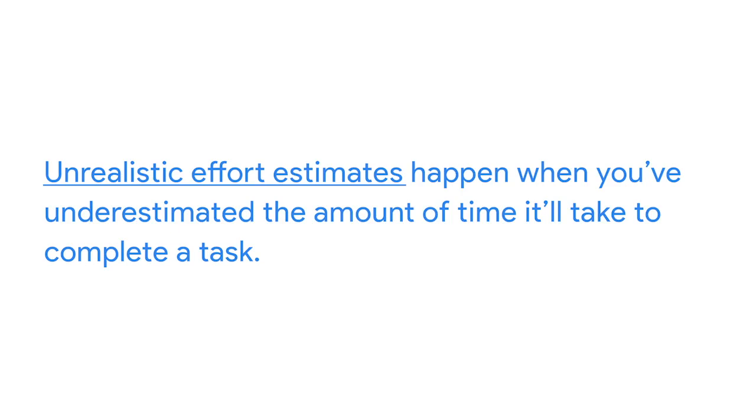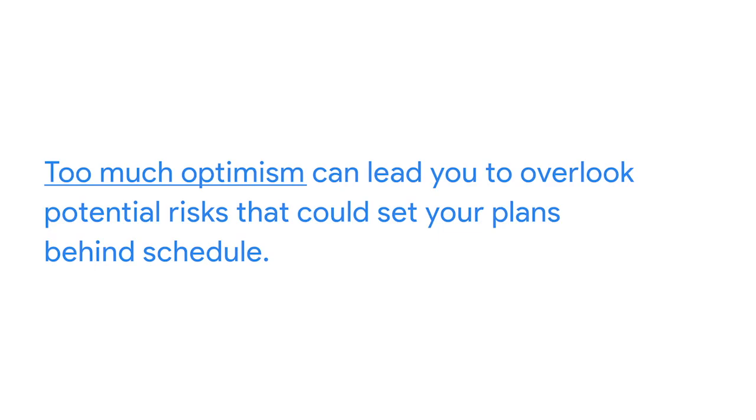An unrealistic effort estimate can negatively impact a project schedule. Generally, this happens when you underestimate the amount of time it will take to complete a task. Often, the culprit for underestimating effort is optimism. And listen, optimism is a wonderful trait for a project manager to possess, but too much optimism can lead you to overlook potential risks that could set your plans behind schedule. Though it might be tempting to make the optimistic assumption that tasks will be executed exactly according to plan, there is always a possibility that there will be setbacks.